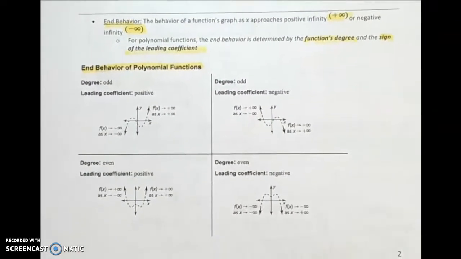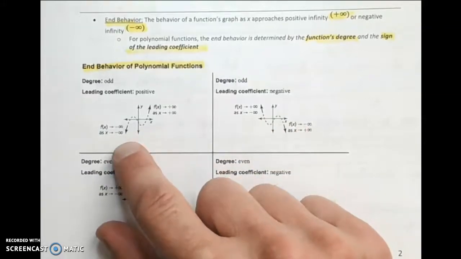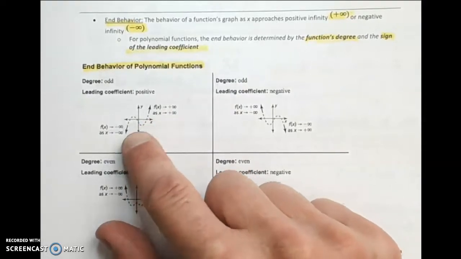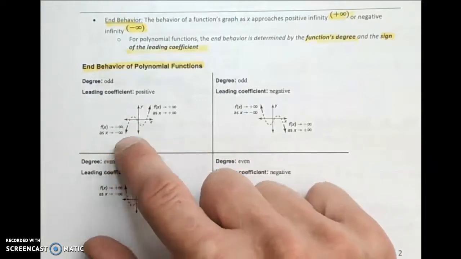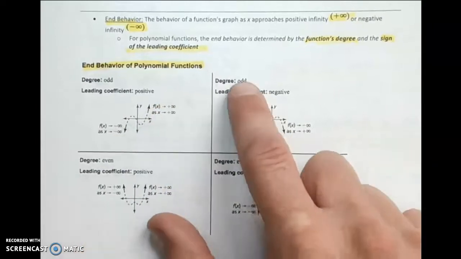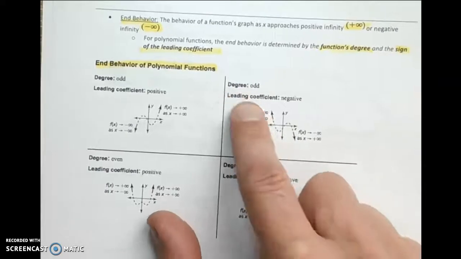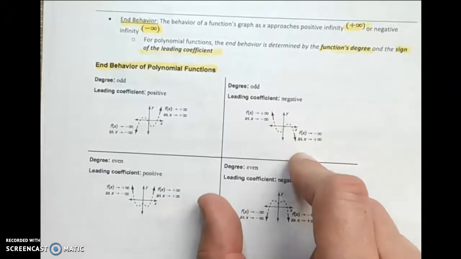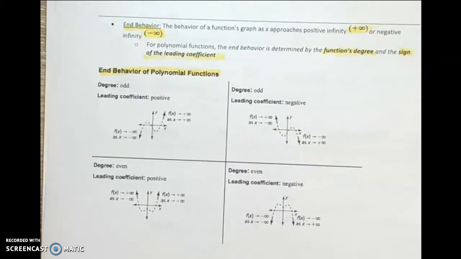Alright, we have 4 end behaviors. Alright, we have odds. Odds are going to either start and end in opposite directions. So if I have an odd positive, it starts on the bottom and it goes up, just like a linear equation, right? If I have a positive odd, it's going to go up. If I have an odd and it's negative, it's going to start on the top and go down like a negative slope and finish on the bottom right.